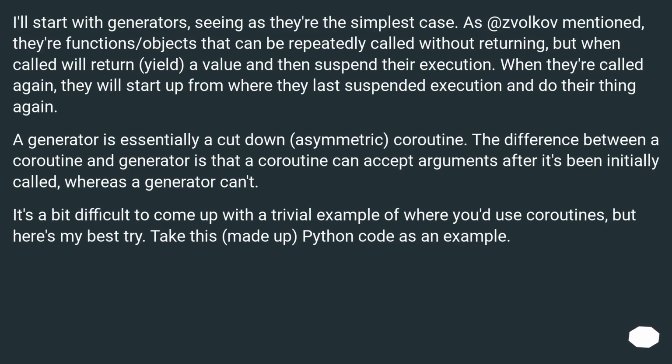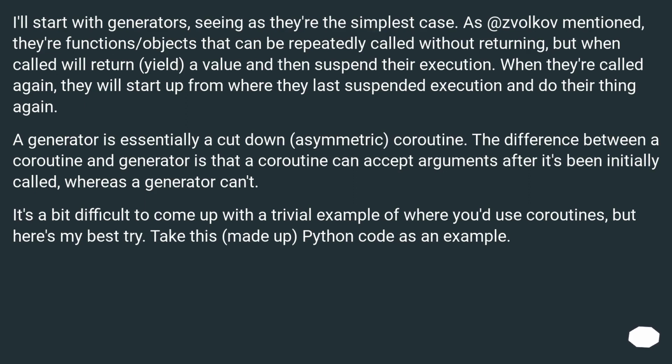I'll start with generators, seeing as they're the simplest case. As Dvoks mentioned, they're functions slash objects that can be repeatedly called without returning, but when called will return, yield, a value and then suspend their execution. When they're called again, they will start up from where they last suspended execution and do their thing again. A generator is essentially a cut-down, asymmetric coroutine.